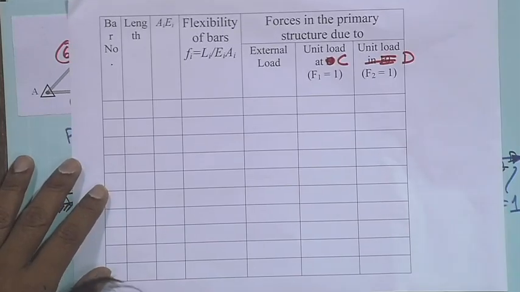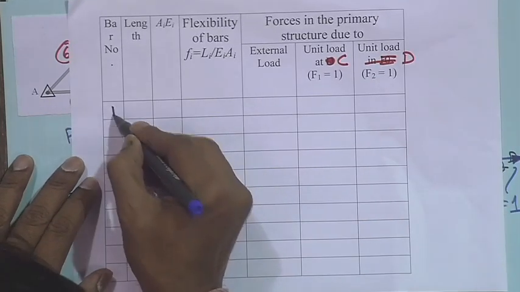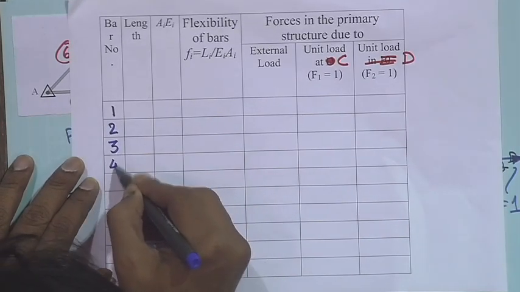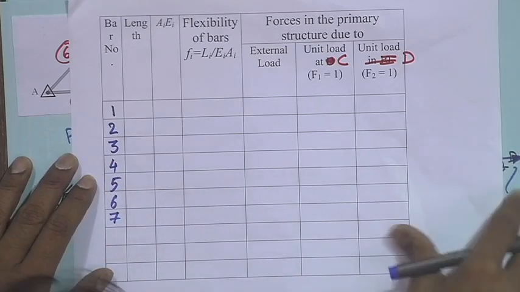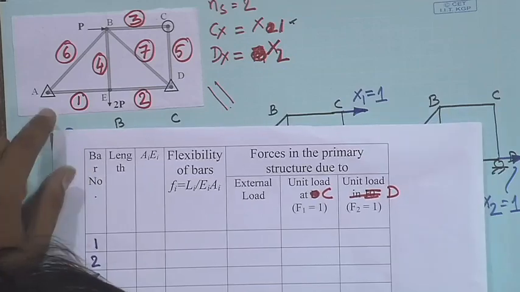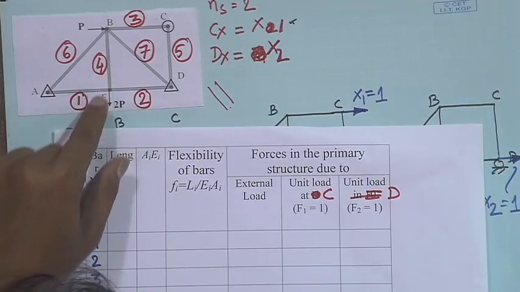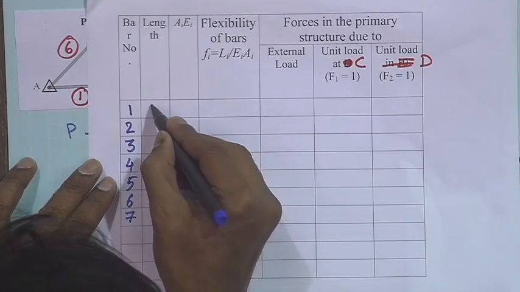Now, how many members do we have? We have 7 members. So, these are the 7 members 1, 2, 3, 4, 5, 6, 7, and the lengths are again all L except for members 6 and 7. So, all are L.